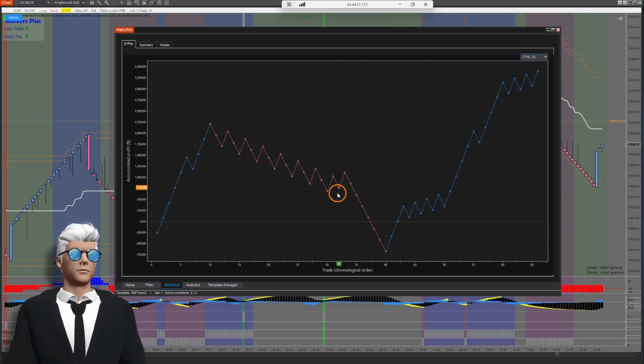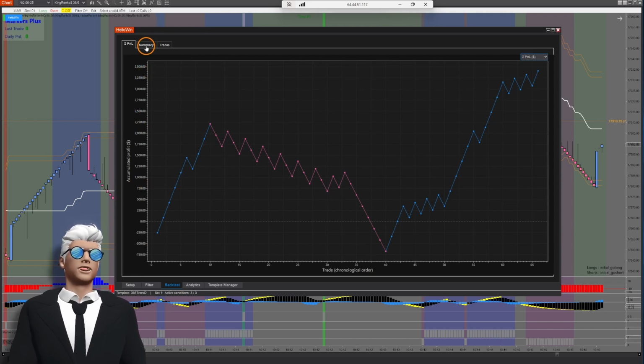It shows you right below basically the trade number that occurred right there. So number 40, that sort of thing. It also shows it in chronological order. So that's awesome. And it shows your accumulated profit.